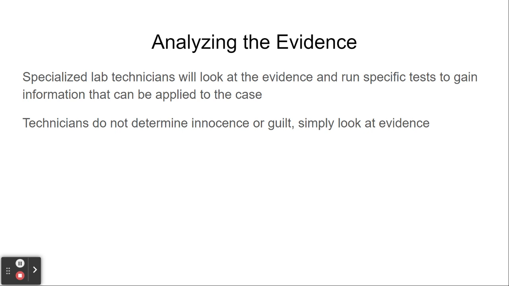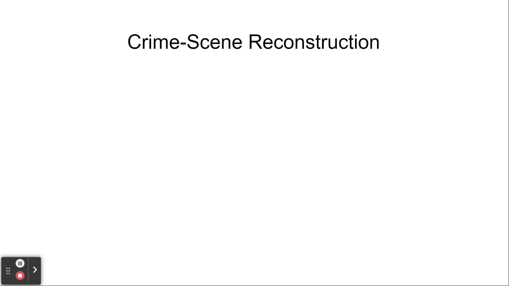Right. So at the end of the day, technicians aren't determining innocence or guilt. They're simply looking at the evidence. So we go back to the CSI effect. If you've ever watched CSI on television, oftentimes they're looking at it, and they're also then going out and saying, "Hey, you're the person that did this, and here's why I know." That's not how that works. The lab technicians do not get to do that. They just look at that information and determine how it might help the investigation.